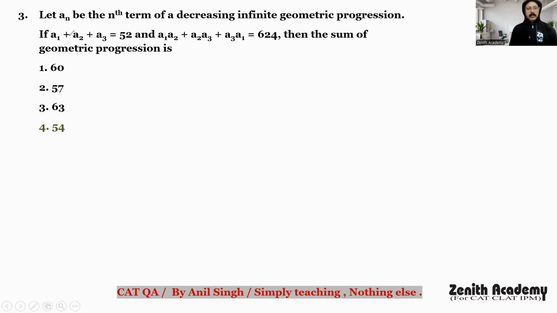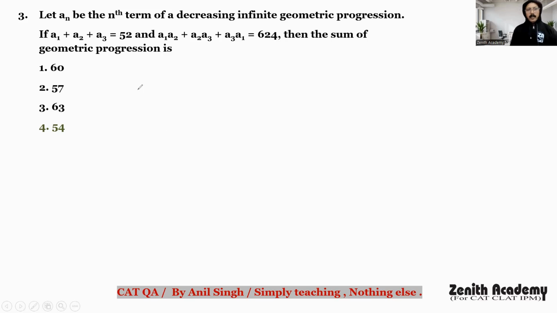So let's see the next question. Let a_n be the nth term of a decreasing infinite geometric progression. If a1 plus a2 plus a3 is equal to 52 and a1a2 plus a2a3 plus a3a1 is equal to 64, then the sum of the geometric progression is.